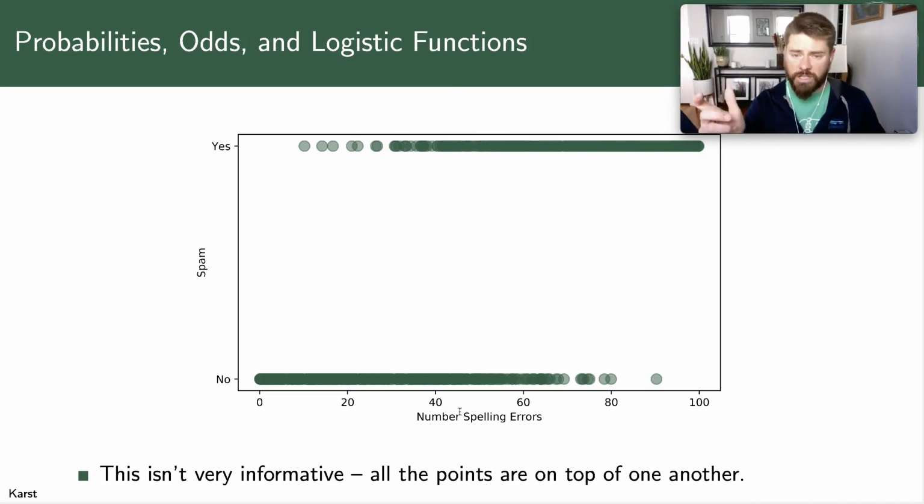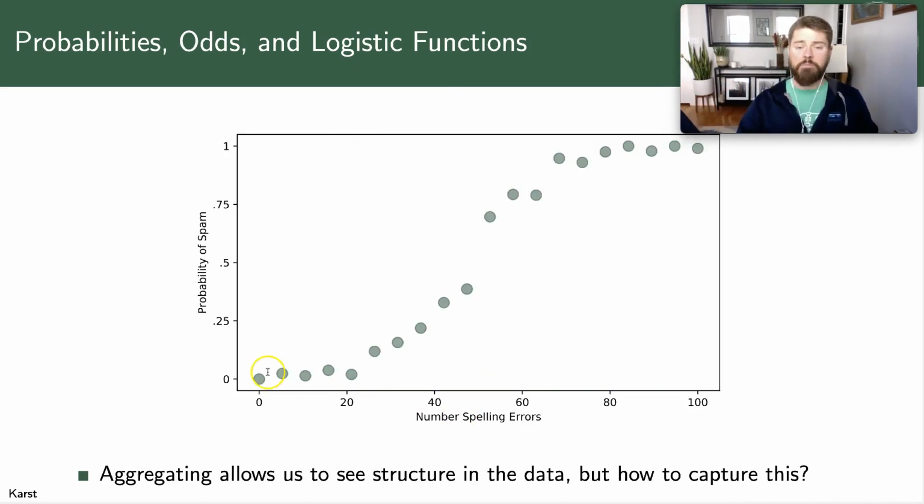So we're just going to change the view a little bit. What I've done here is bin the messages. For instance, from 0 to 5 spelling errors, from 5 to 10, from 10 to 15, 15 to 20, and so on and so on. Then for all the messages within each bin, I've calculated the probability that a message in that bin is spam. So we see the same thing. If a message has between 0 and 5 spelling errors, there's a 0% chance that a message in that group is spam. Whereas if we go from 50 to 55, like this data point here, there's about a 70% chance that it's spam, and so on and so on.